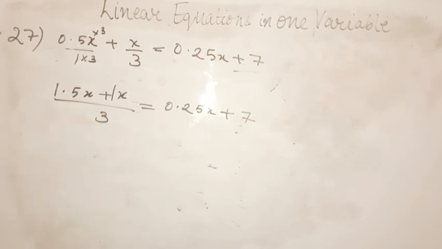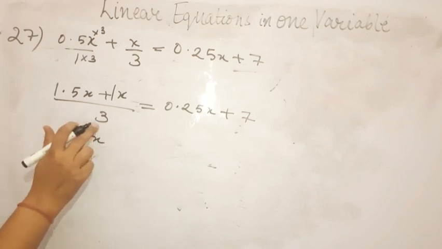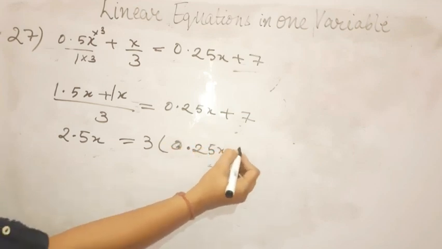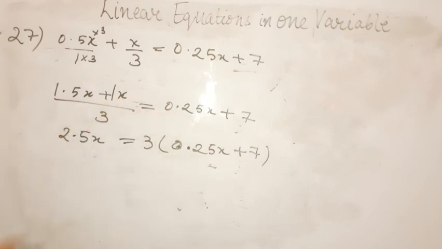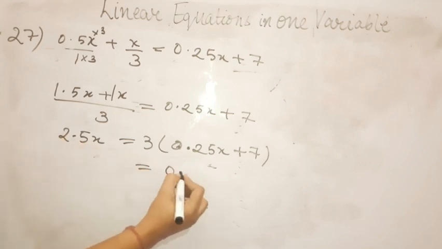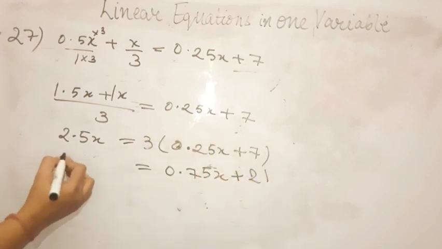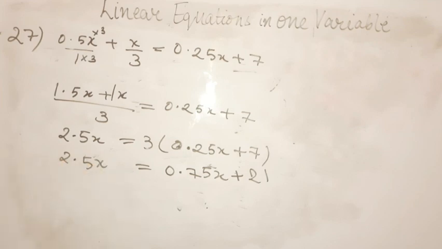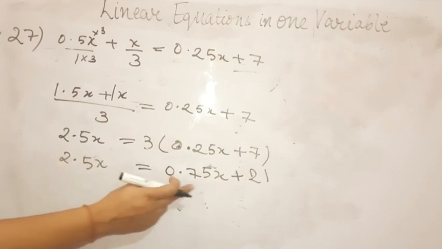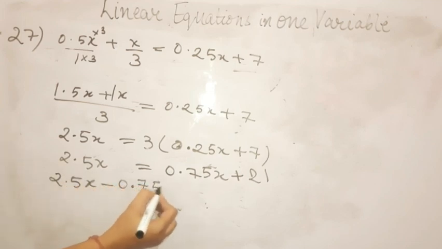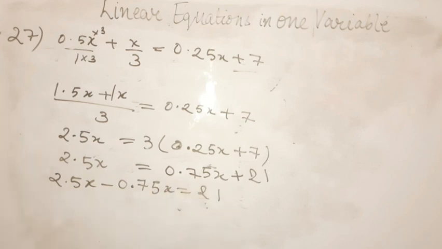So now it will be 2.5x and this 3 is in division. Once it goes to the right hand side, it will be in multiplication and it will be multiplied by both the numbers given on the right hand side. So I have kept them in brackets. Now once we multiply 3 by 0.25, it will become 0.75x. Now 3 7s are 21, so it will be 21 over here. And now 2.5x. Now this 0.75x, once it comes to the left hand side, it will become negative. That is 2.5x minus 0.75x is equal to 21.